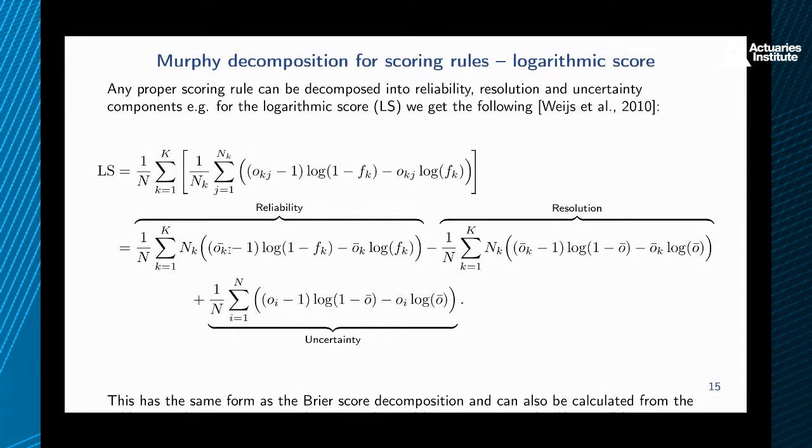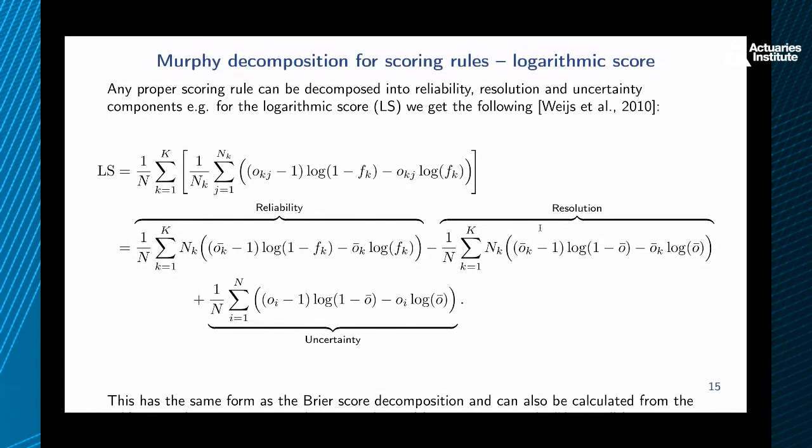So in this case, reliability is the distance between the forecast levels and the average frequencies for those forecast levels, except we are defining the distance in a slightly different way from the way before. It was all squares, and now it's all logs. But if you plot the two one against the other, they're actually not that different at all.